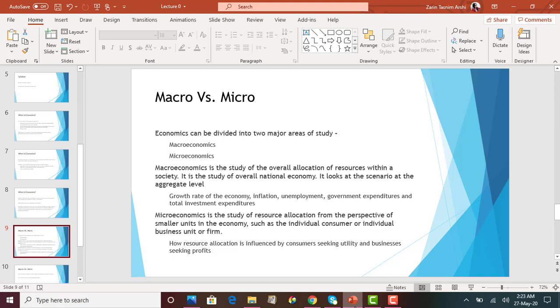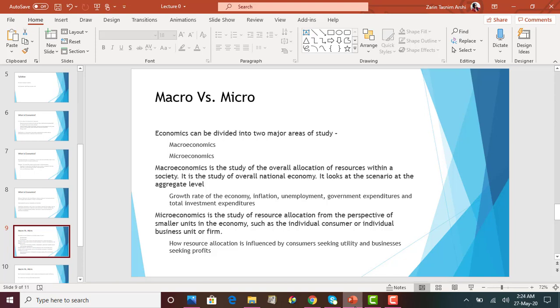Okay, so macroeconomics is basically the study of the overall allocation of resources within a society. It is basically at a group level. Okay, when the resources are allocated at the group level, then we are talking about macroeconomics. So if we are talking about the US economy, how are we allocating resources for the US economy, or how are we allocating the resources for the Texas economy, or for the Dallas economy. So if we are talking about the country level, the state level, or the city level, these are examples of macroeconomics. Okay, it looks at the scenario at the aggregate level, at the group level.